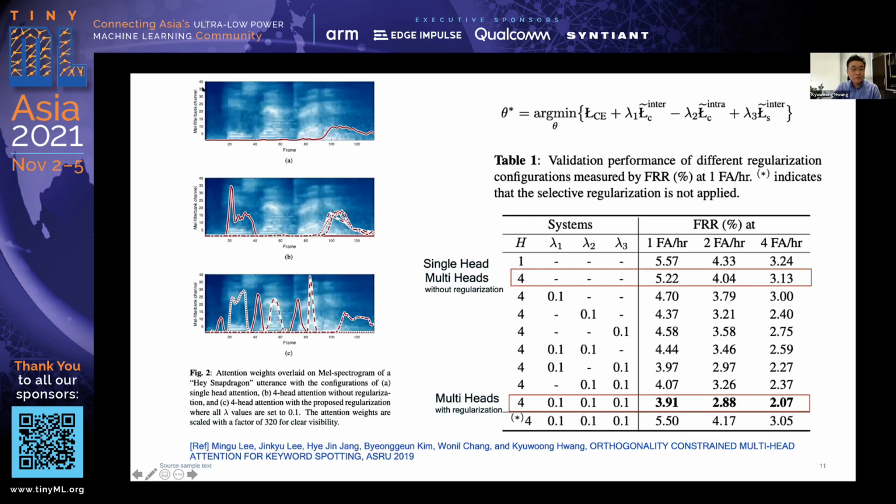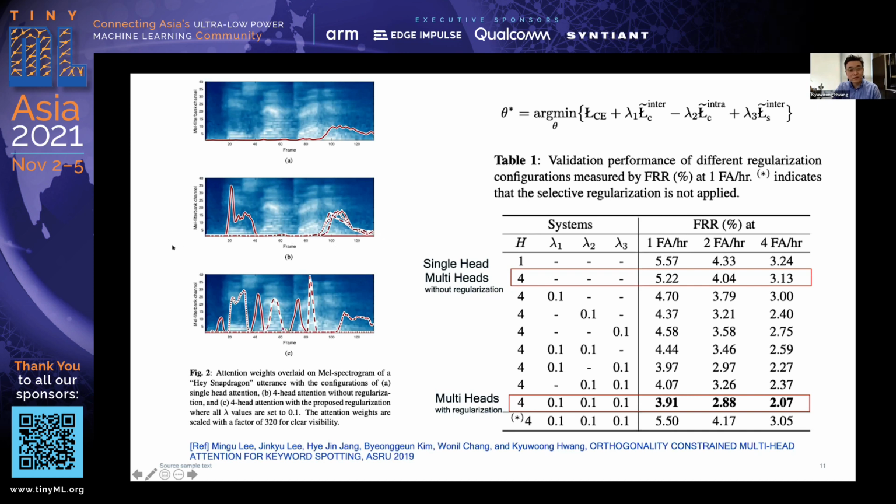So if you see the first diagram, it is a spectrogram, and the attention weights over time are overlaid on the spectrogram. When we have a single attention head, it attends to this part of the keyword. And when we increase the number of heads from 1 to 4, we expected these heads to focus on other different parts of the keyword to make the best judgment.